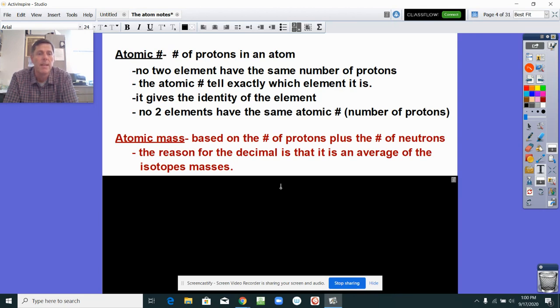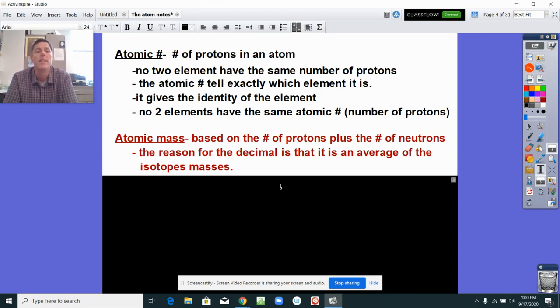Now, number of protons cannot change. Number of neutrons actually cannot change. In fact, you can't have part of a proton or part of a neutron. That's what I mean by that. Either you have it or you don't. It's like you don't have 1.2 people. Either you have a person or you don't.